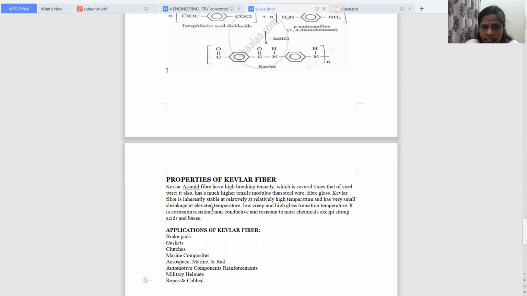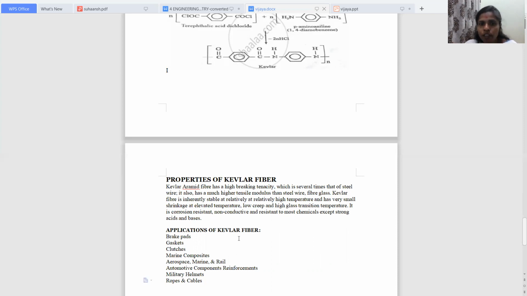Kevlar fiber is inherently stable at relatively high temperature and has very small shrinkage at elevated temperature, low creep and high glass transition temperature. It is corrosion resistant, non-conductive, and resistant to most chemicals except the strong acids and the bases.